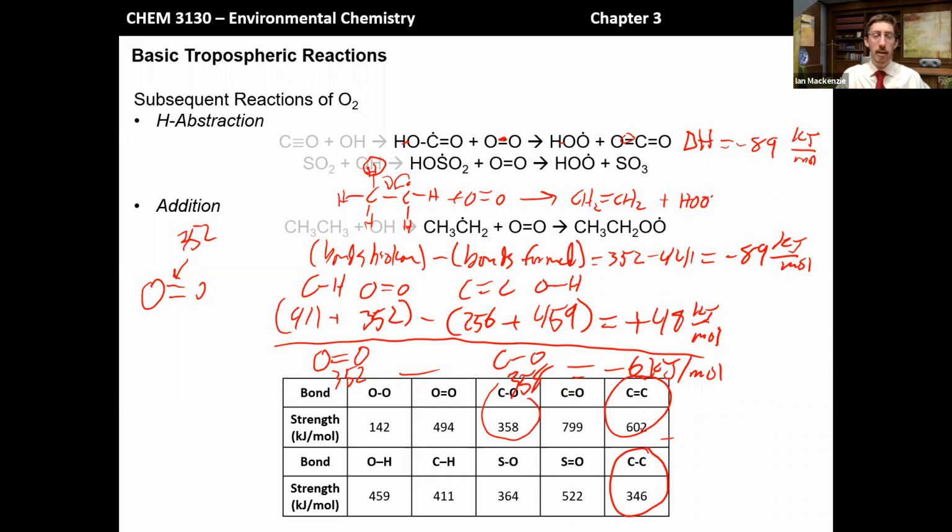So I hope that's helpful in getting a little bit more of a handle on which pathway the reaction with O2 will take. In the next video, we'll look at some subsequent reactions and how we actually regenerate hydroxyl radical from the product of the subsequent reactions with O2.